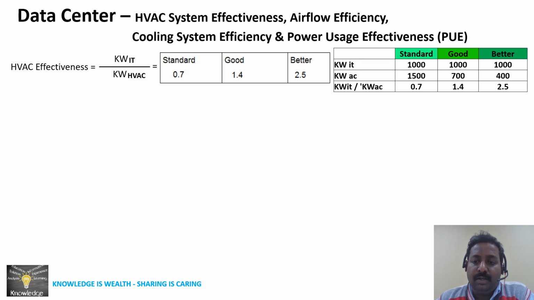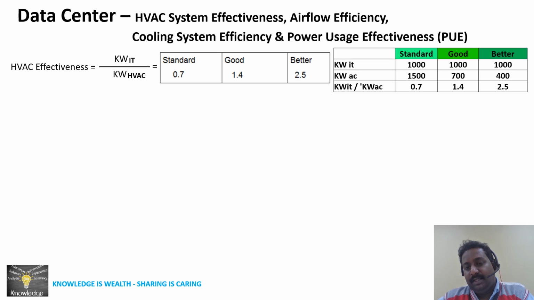If, for the same 1 megawatt load, 700 kilowatt of HVAC is fulfilling it, then your ratio is 1.4. You are in a good stage. And for better, for the same 1 megawatt load, your HVAC cooling system is consuming 400 kilowatts. Then it is very good.